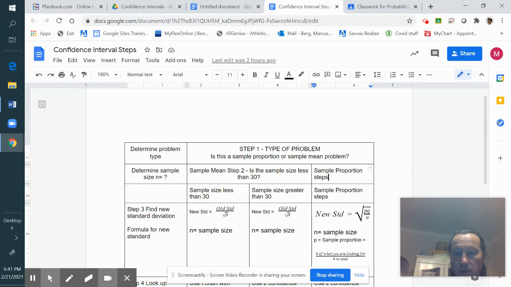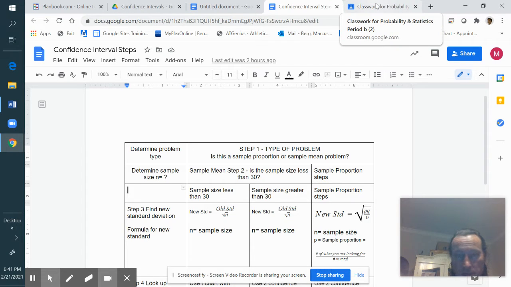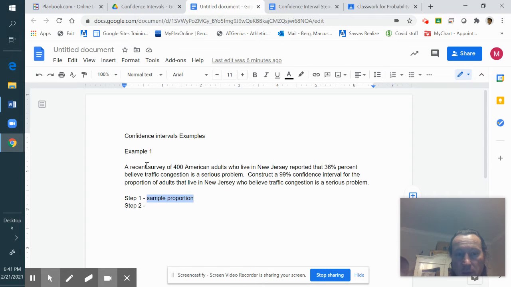Next it says determine the sample size. Step 2. Determine the sample size. Sample size is how many people were in the sample. I'm going to go back to my document. Recent survey of 400 people. The sample size is small n. Just as an aside, what we're trying to do is take a survey of 400 adults that live in New Jersey and get an idea of what every adult who lives in New Jersey thinks about traffic. And based on statistics methodology, we can be 99% confident that whatever we say is true.